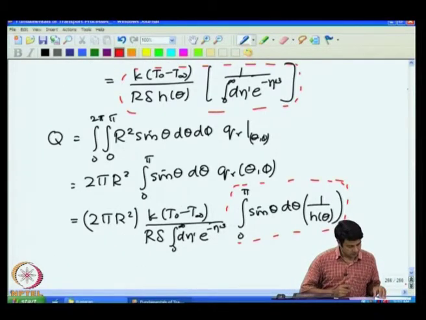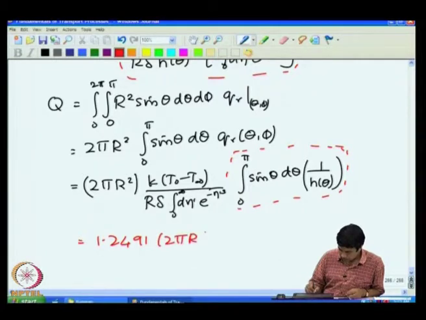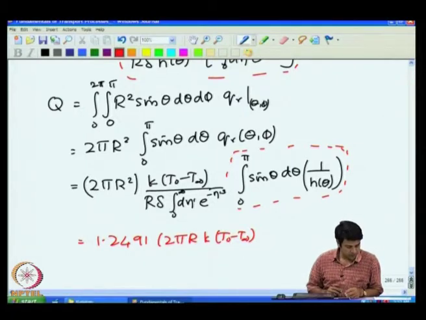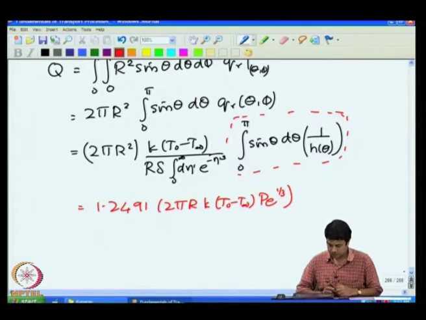And if I solve for the heat flux, what you get is equal to 1.2491 into 2 pi R k T naught minus T infinity divided by delta. Delta is actually Pe power 1/3. So, this is equal to Pe power 1/3. And so, this gives me the total heat that is coming out of the sphere per unit time.